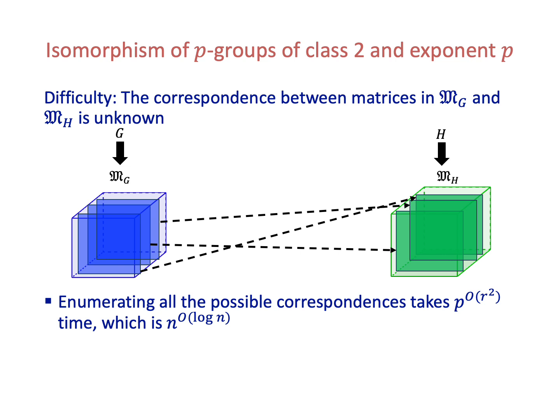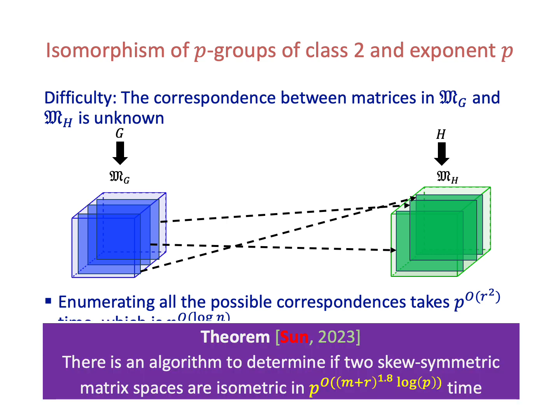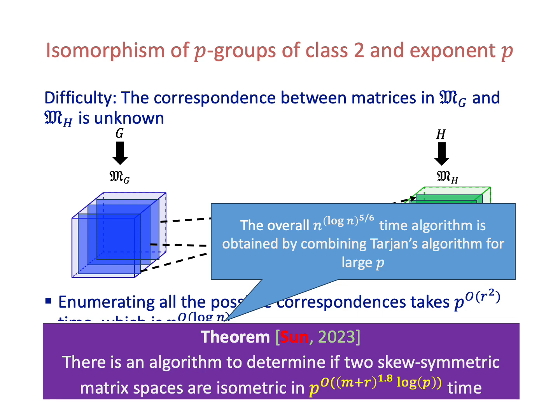Hence, in order to get a sub-quasi-polynomial time algorithm, one needs to avoid enumerating all the possible correspondences. As our main technical contribution, we show that there is an algorithm to determine whether two skew-symmetric matrix spaces are isometric in time p to the power of m plus r to 1.8 times log p. The overall algorithm is obtained by combining Tarjan's algorithm for large p.